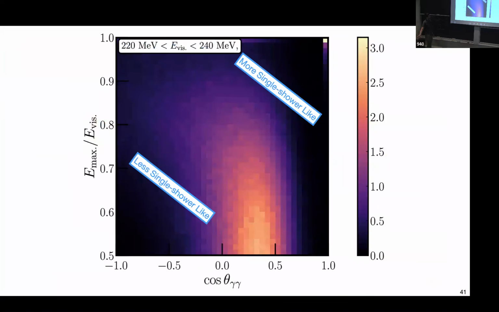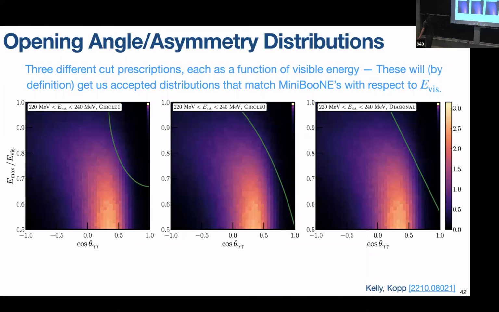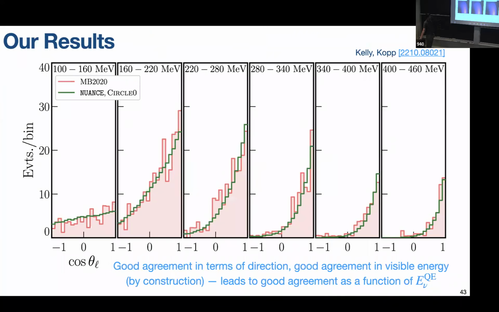Okay, so we did this analysis. We got these spectra that seem to match pretty well in shape, and pretty well in overall rate. So we were able to match their E nu QE background pretty well. However, the thing that we noticed when we started making these figures was just how smooth our distributions were compared to theirs.